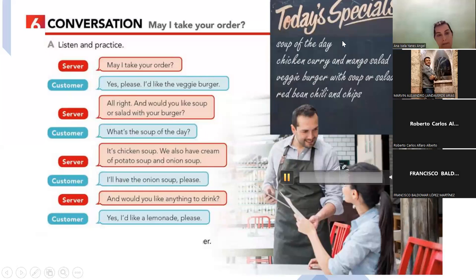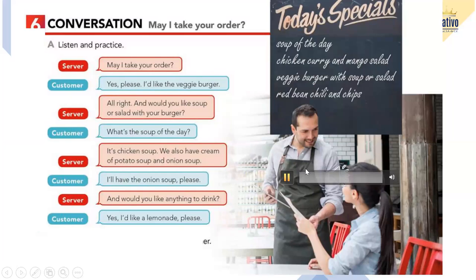Page 88. Exercise 6. Conversation. May I take your order? Part A. Listen and practice.